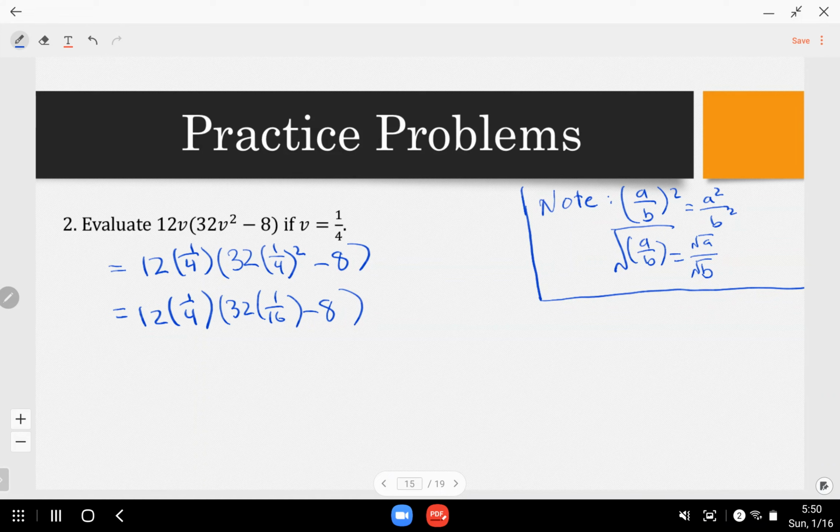Okay. So again, we have this parentheses. 32 times 1/16. Make sure you do multiplication first. And then 32 times 1/16, that's basically dividing by 16. So that's 2 minus 8, which is -6. And then now it's just all multiplication. So make sure you do left to right.